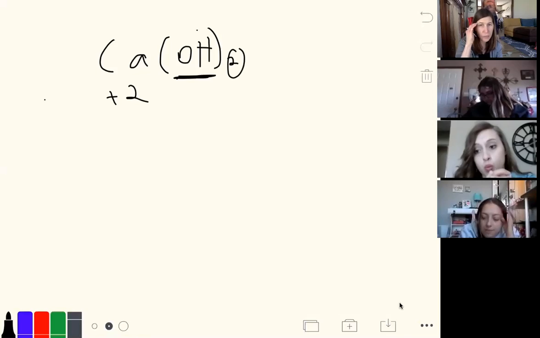You got to really get that in your brain. It is a different process. Each one of those elements is going to have an oxidation number, and they should all add up to 0.